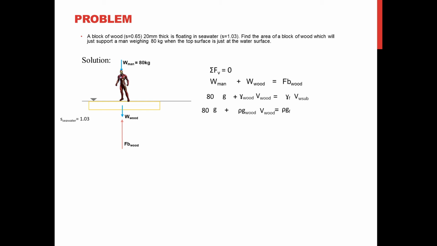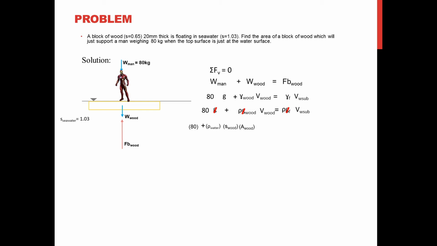Likewise, for rho g of the fluid, so that we can cancel the common term on both left and right side of the equation, g. So that will be cancelled. So what is left is 80 times the rho of water. By the way, rho of wood can also be written as rho of water times specific gravity of the material.